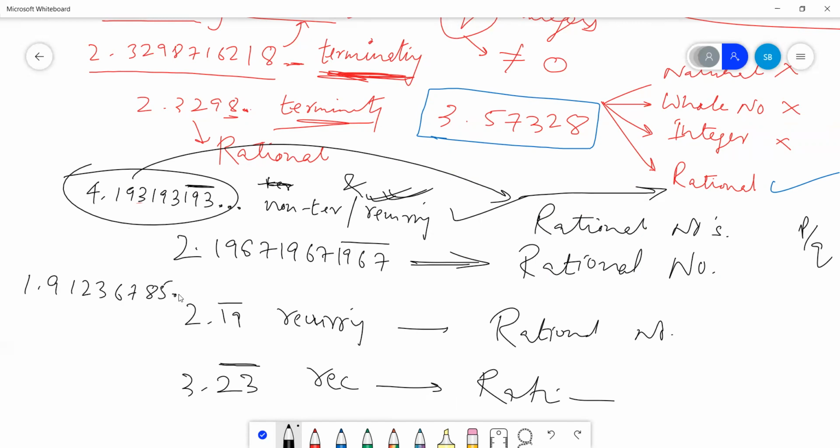1.91236785. There are three dots. It's continuous. The numbers are random. There's no number which is repeating. So I can say that it is obviously non-terminating. But is it recurring or non-recurring?